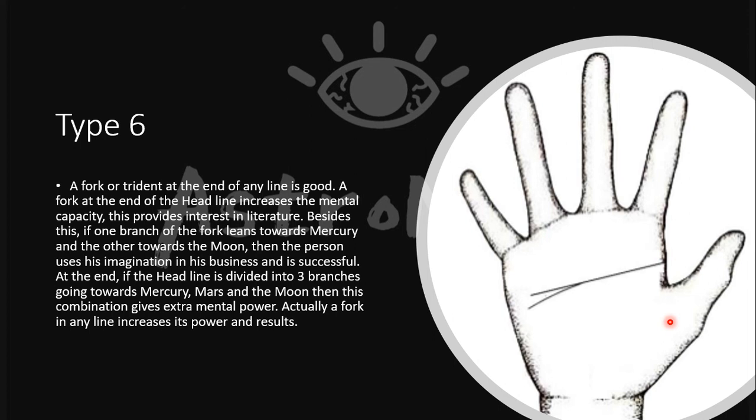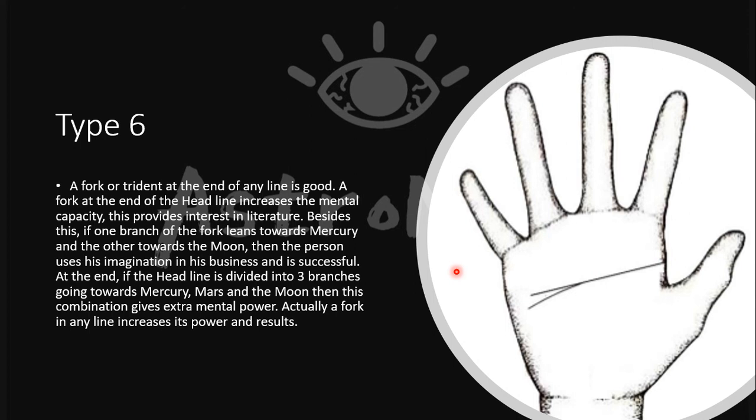Besides this, if one branch of the fork leans towards Mercury and the other is going to the Moon, if one branch is going to the Moon area and one branch is going to the Mercury area, it will give the person the ability to use his imagination, and he will be successful because of that.